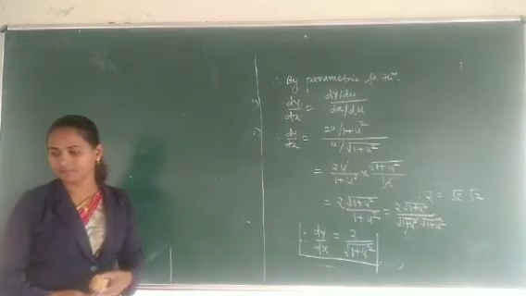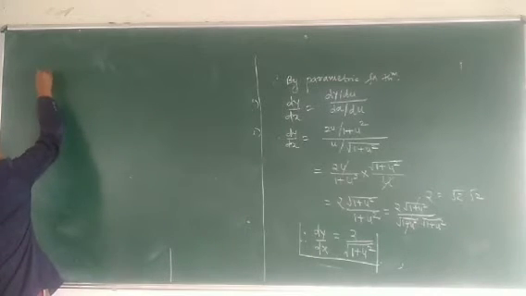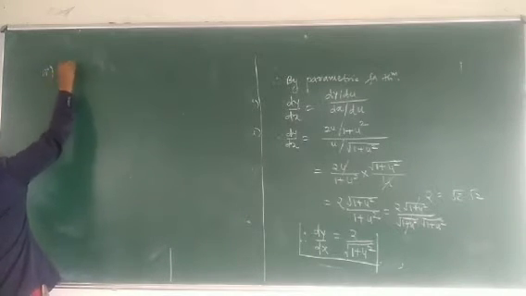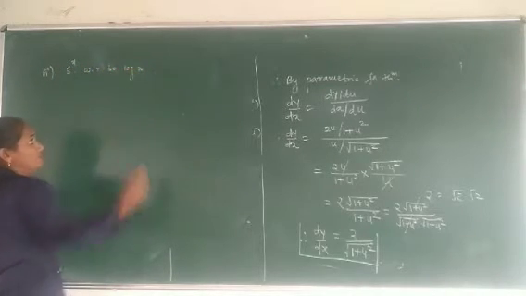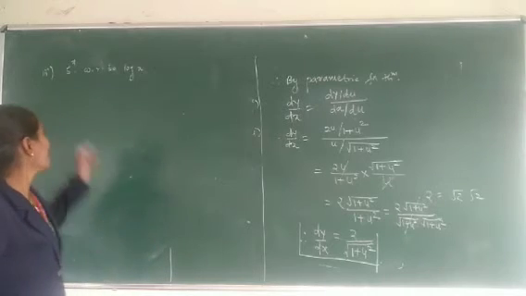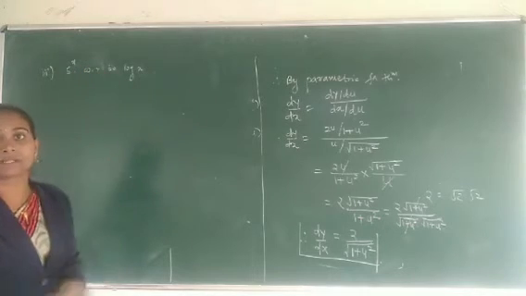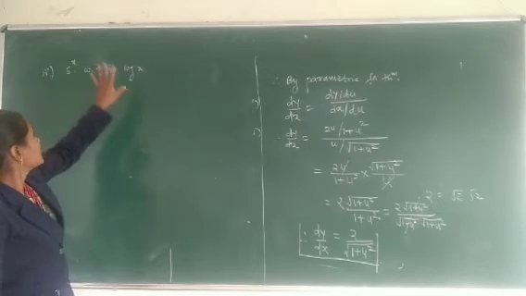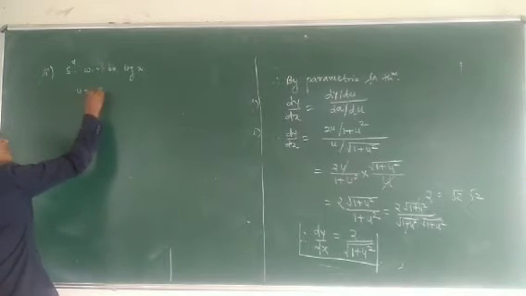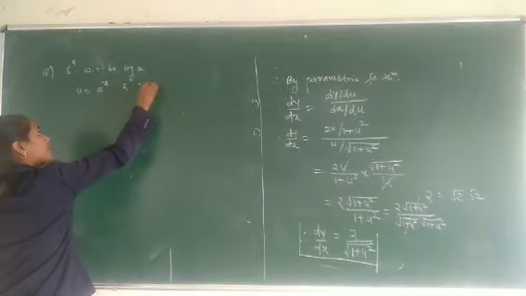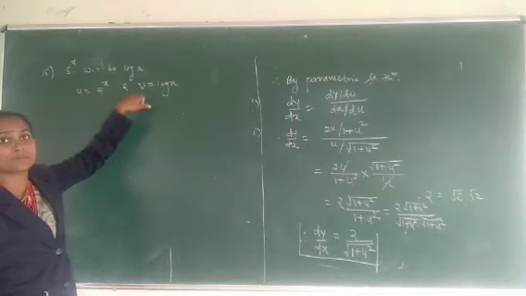Now question number 3. Differentiate 5 raised to x with respect to log x. These types of questions are asked in the exam for 1 or 2 marks. So consider these as two functions, u and v. Here we write u is equal to 5 raised to x and v is equal to log x. We have to differentiate u with respect to v.